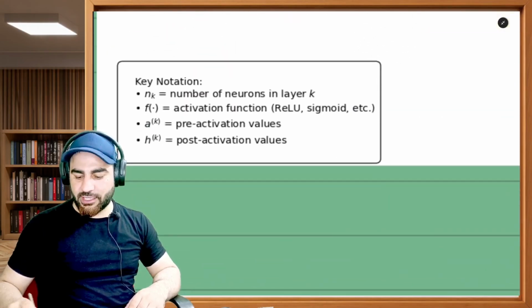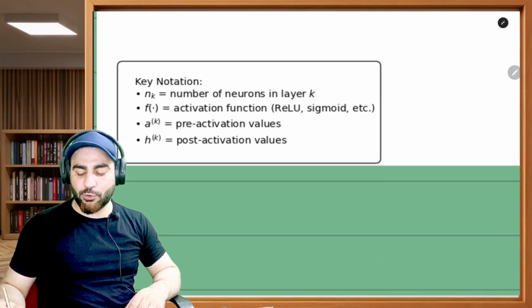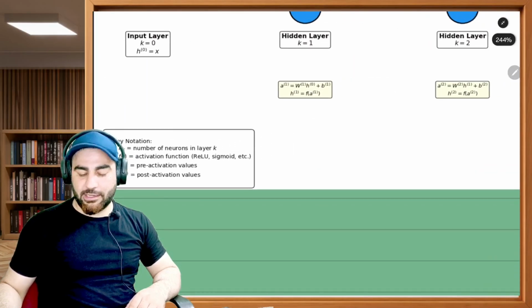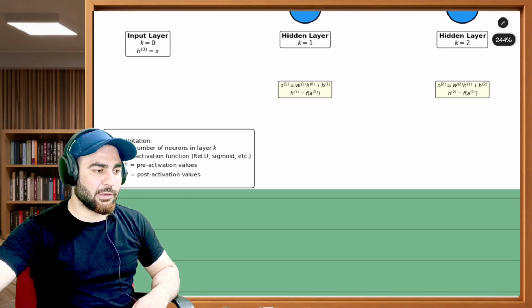If you see this, these are the key notations. NK is the number of neurons in the layer K, F is the activation, AK is the pre-activation values, and HK is the post-activation. Okay, I hope that this is clear. So now I can remove this from here and go back to my normal screen.